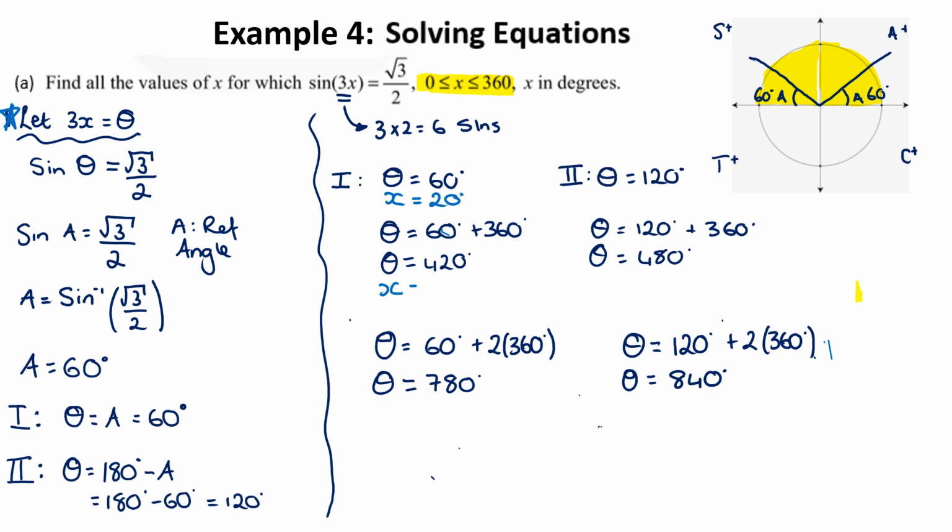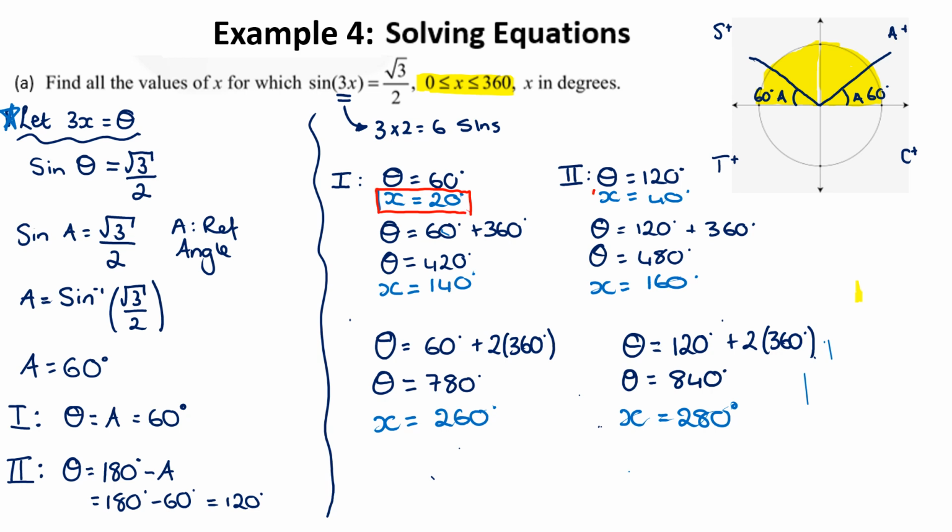If theta equals 420, x equals 140. If theta equals 120, x equals 40 degrees. If theta equals 480, x equals 160 degrees. If theta equals 720, x equals 260 degrees. And if theta equals 840, x equals 280 degrees. And that gives us our 6 solutions for x between 0 and 360.